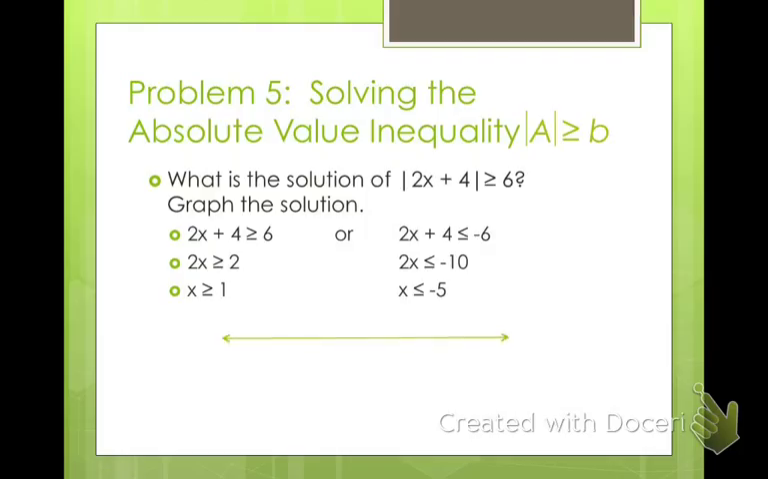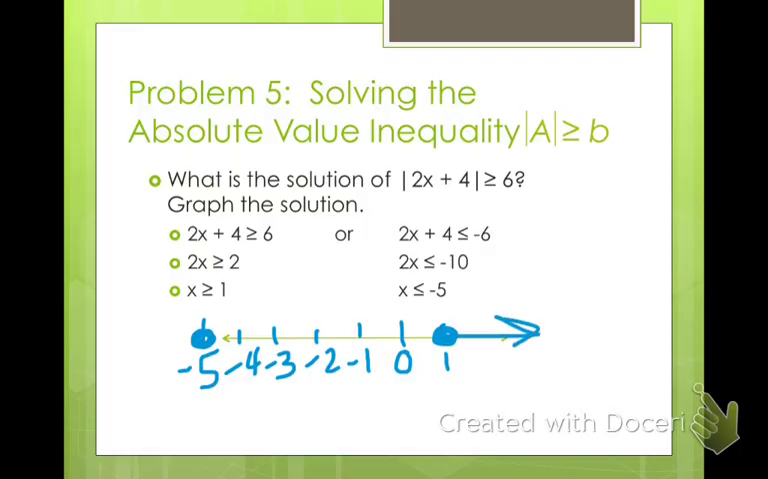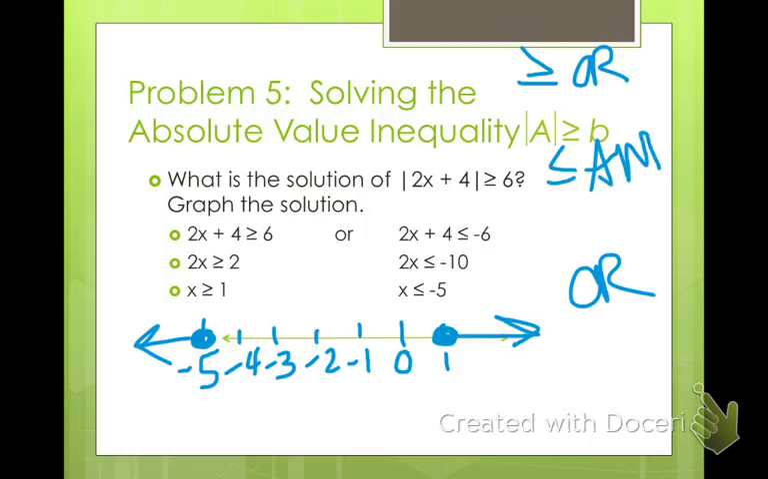Now we're going to go ahead and graph those on a number line. 0. Okay, they're both closed circles. Greater than 1, less than negative 5. What kind of problem is this one? It's an OR problem. Okay, so greater than or equal to is an OR, less than or equal to is an AND.